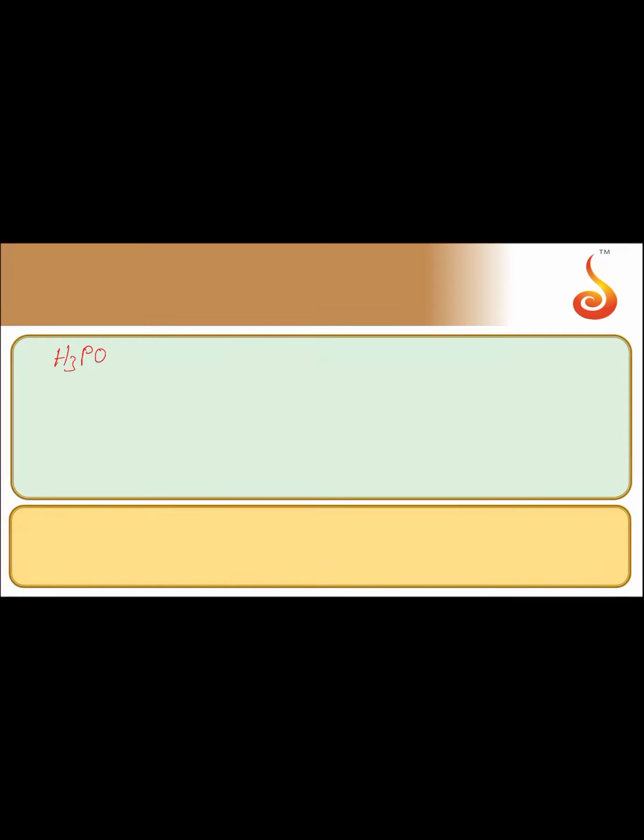H3PO3, orthophosphorus acid. It contains 2 OH groups, 1 P double bond O and 1 PH. Here the PH hydrogen cannot be replaced. The OH hydrogens can be replaced. So it is having 2 acidic hydrogens, so the basicity of this orthophosphorus acid is 2. That means when it reacts with any base, it will form 2 types of salts.